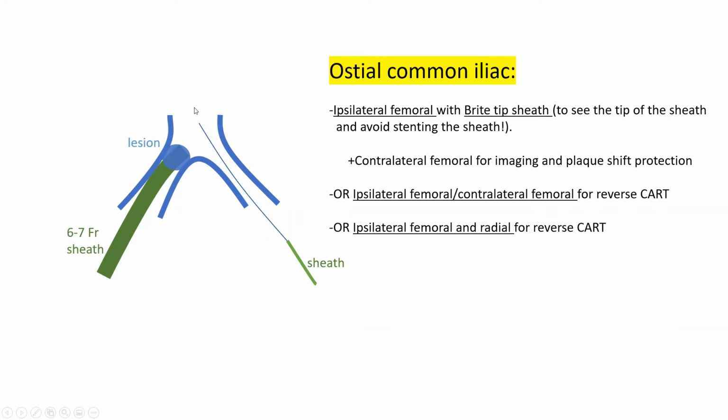But we use a contralateral access, like I said, for image guidance and for wire protection. And a lot of times those patients have bilateral iliac arteries and you get a plaque shift, and you may need to do a kissing stent.